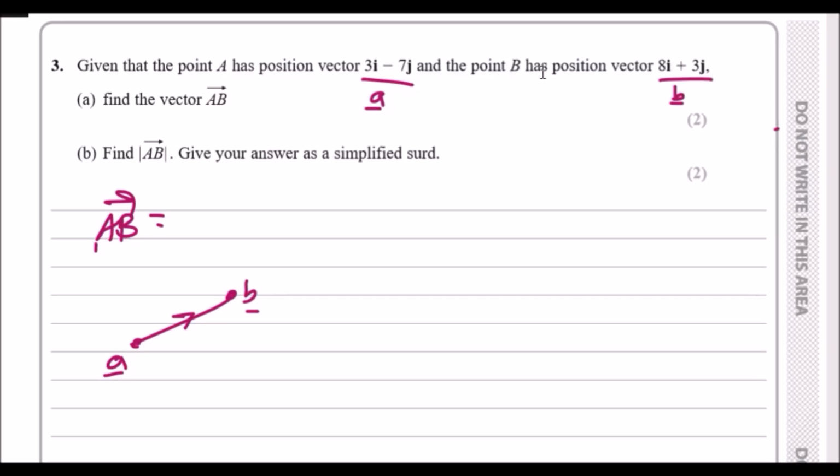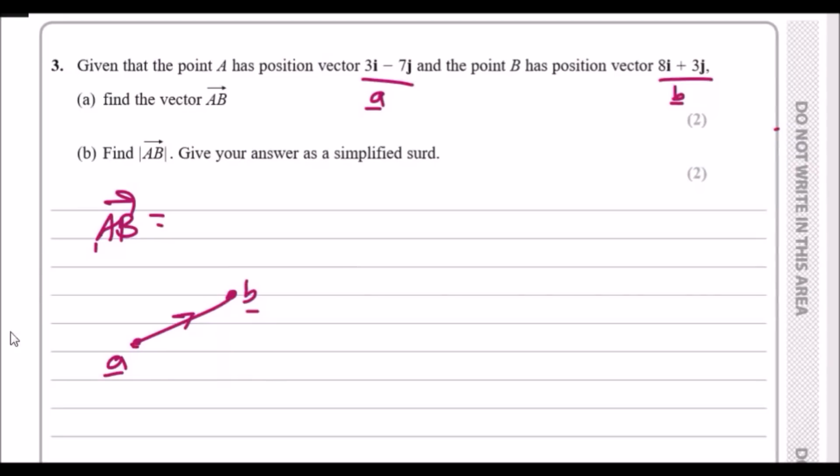So given that the point A has position vector 3i minus 7j and the point B has position vector 8i plus 3j, find the vector from A to B. So that's what it symbolizes as, A to B. What I did here, I just said, okay, let's call this vector here little a and this one little b, just to give it a name. And now the definition of A to B is literally like this.